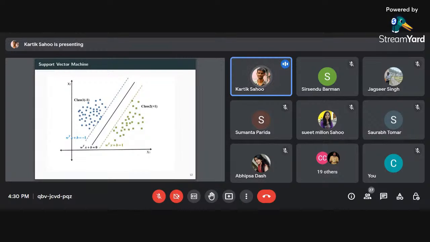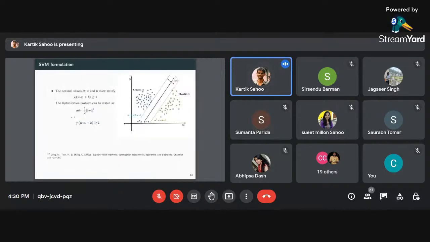So this is how the support vector machine works. We need to maximize 2 by norm of w with respect to these two classes. The decision function can be found by solving this optimization problem. So this is the working of SVM.